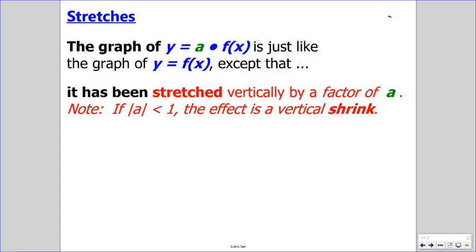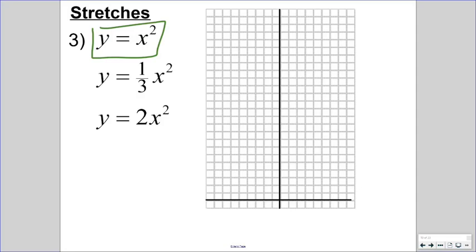So stretches are a different type of transformation. They actually change the shape of our graphs, and we always determine the stretch by that constant sitting in front of our function. So whatever we're multiplying the whole function by, that is going to be our stretch, and it's a vertical stretch by a factor of a is what we call it. We call it a shrink if a is less than 1, and that actually would cause our graph to get wider. So we want to graph these 3 things.